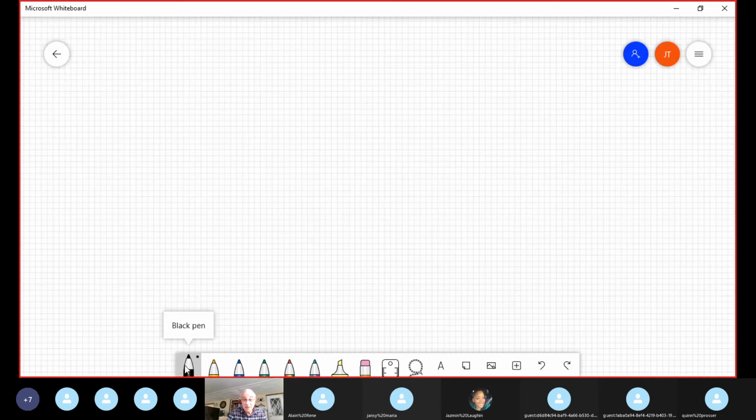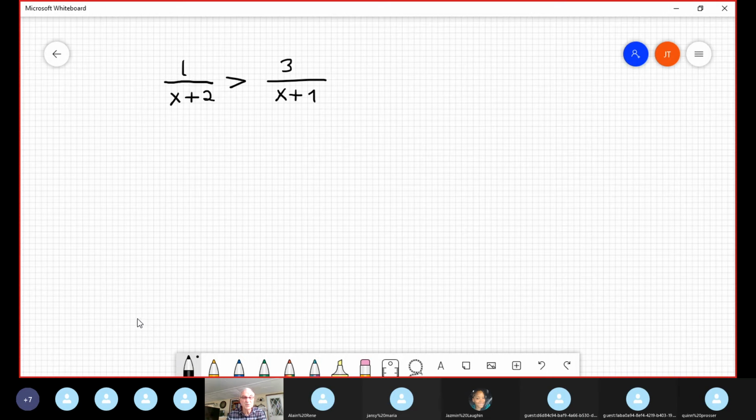In this example, I have no idea if you need to delete something or not. Okay, let's see it throughout the game. Suppose this inequality: 1 over x plus 2 greater than 3 over x plus 1. Solve this inequality. That's it. It looks easy. It's no big deal.